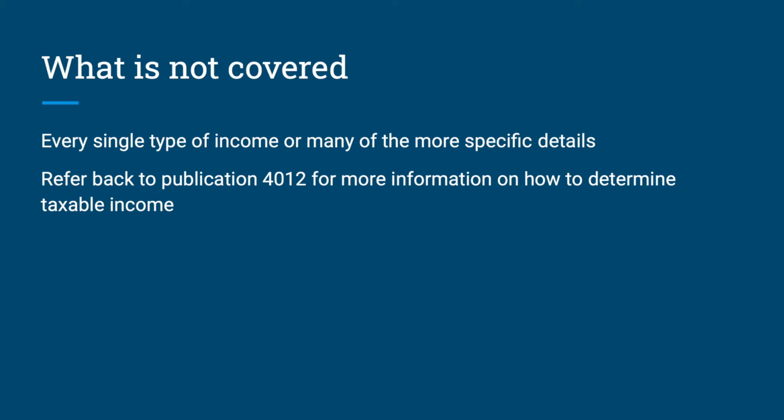And so basically what this means is that you need to refer back to Publication 4012 when you are entering income in the tax software to determine the amount of taxable income. And the reason for this is that it just simply is not practical in a video such as this to go over every single scenario and every single type of income, but it's here to give you the general tools so that you can go and find more specific details yourself in Publication 4012. So after this lecture, you should be able to do that.